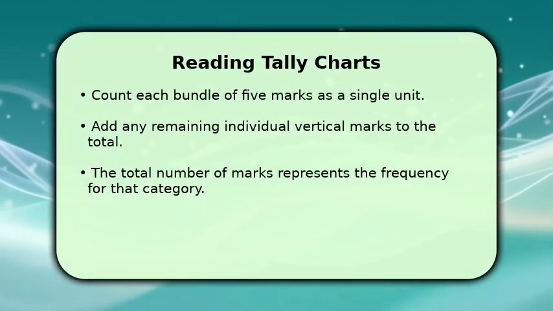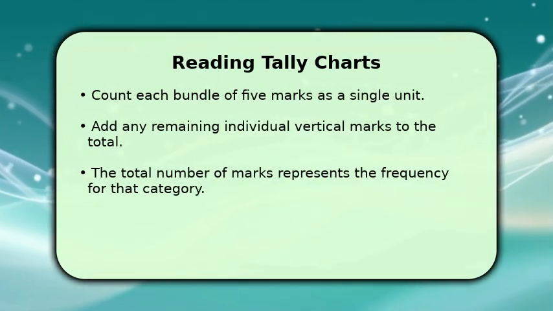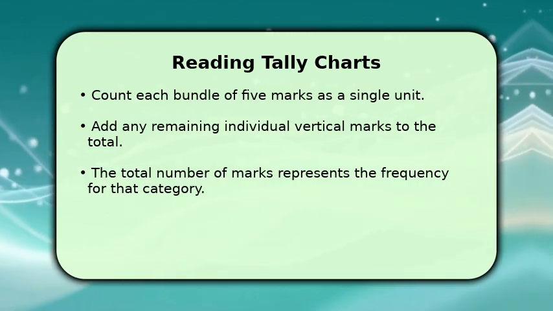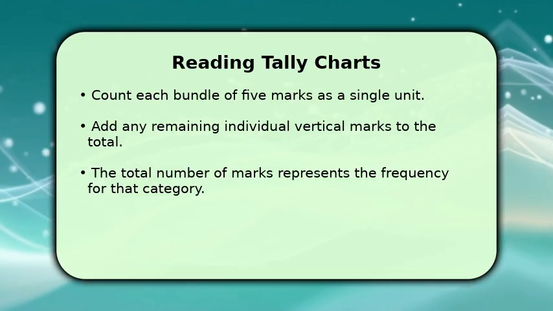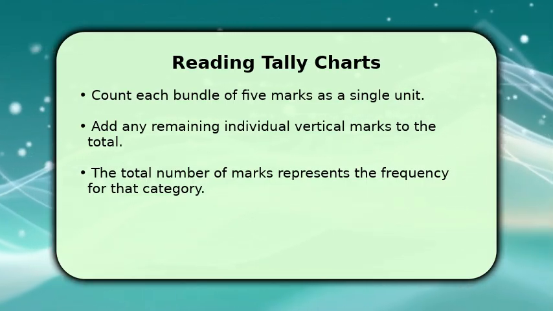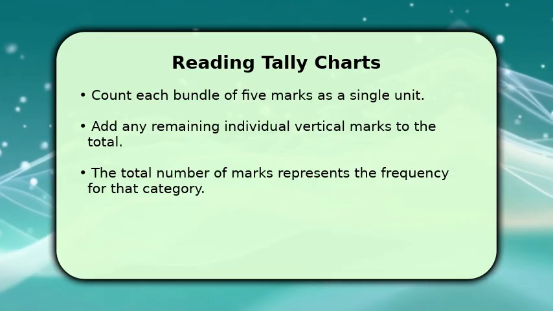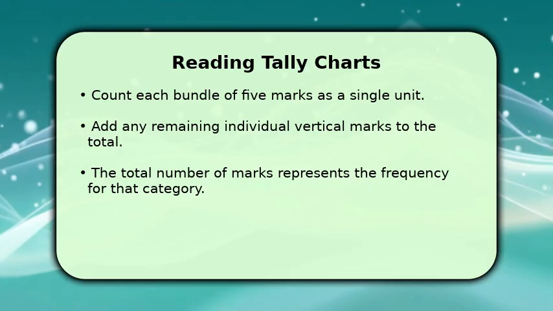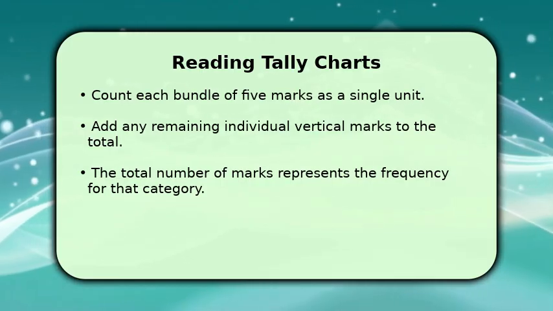Reading a tally chart is quite simple once you understand the grouping. Each bundle of 5 marks with the diagonal line represents a count of 5. So, if you see 3 bundles, that immediately tells you 15. Then, you just add any individual vertical marks that follow the bundles. For instance, 3 bundles and 2 single marks would equal 17.